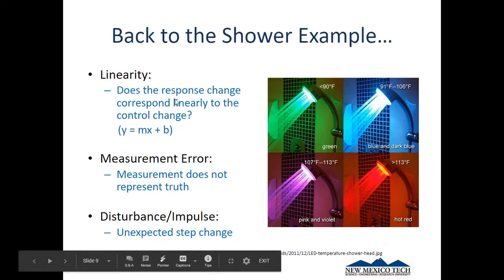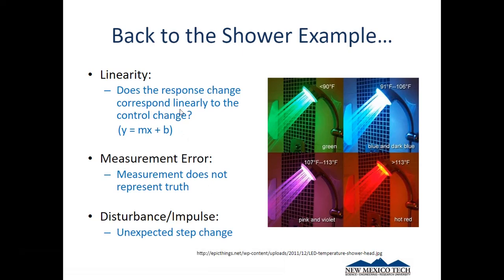Also, does our system respond linearly to something we've changed? In other words, can we write it as y equals mx plus b, where we have a slope and a y-intercept? That's going to be important. We like being able to predict how things happen. So if it's not linear, what is it?